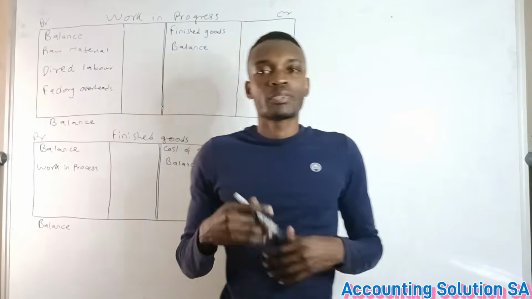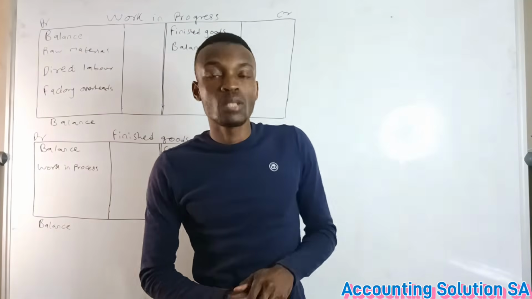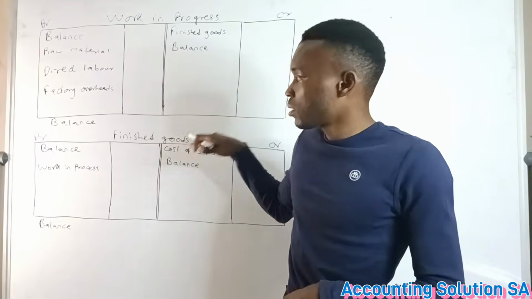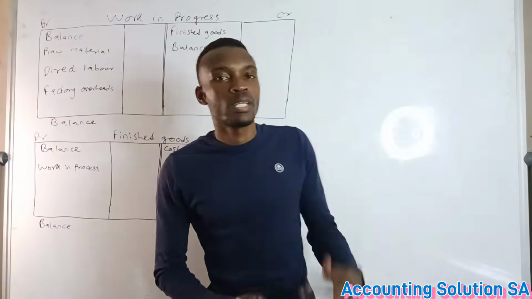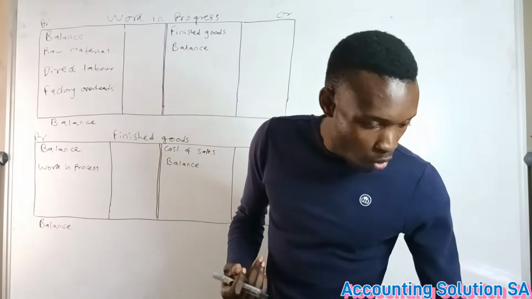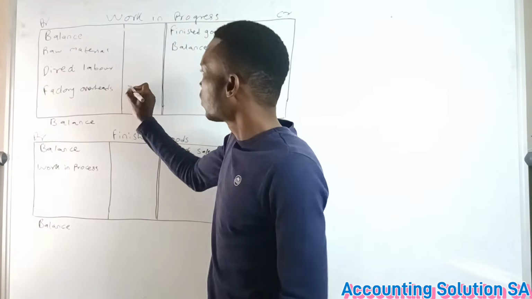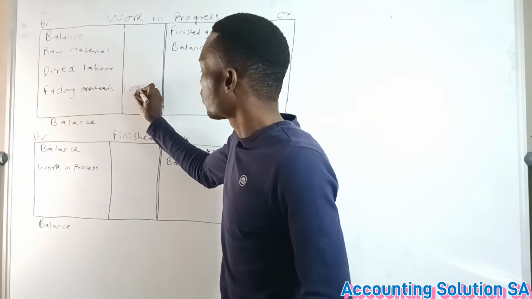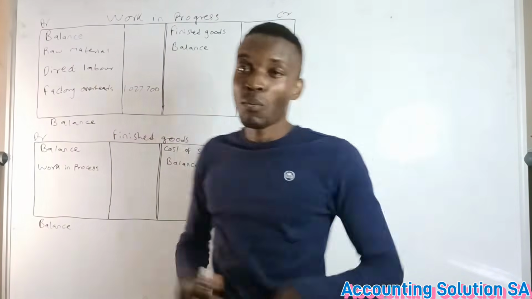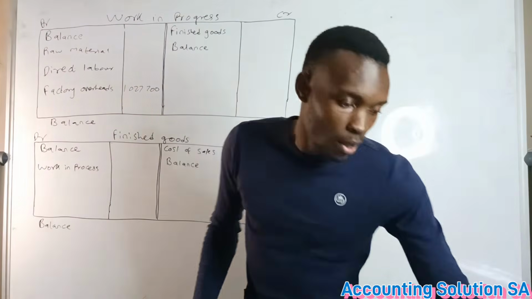Okay guys, let's continue. So I drafted two accounts that we are also required to prepare. The first one is work in progress. The second one is finished goods. The third one is the one that we already prepared. All right, if you still remember, we calculated the total of factory overhead, which was 1,027,700. So we just transfer that total into our work in progress. Okay, we transfer it as it is, simple as that.